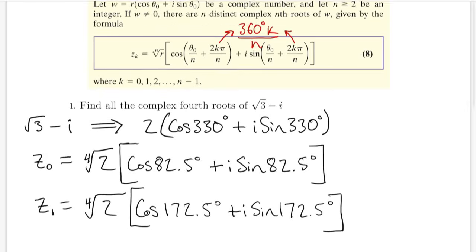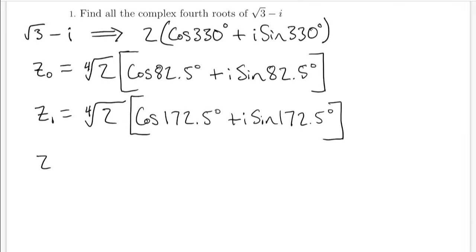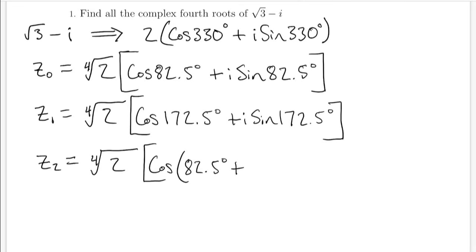We just have 2 more to go, so I'm going to scroll down. So the next root is when k is equal to 2, and again, we can always just copy down what's in front here. Fourth root of 2 times cosine of, remember, this is theta over n. That's always going to be 82.5 degrees. We just have to figure out what are we adding now that k is equal to 2. Well, we have 360 times 2, that's 720. Divided by 4, that's going to give us 180 degrees, okay? So when we take 82.5 degrees and add 180 degrees, we should get 262.5 degrees. So I'm going to go ahead and replace this with 262.5.